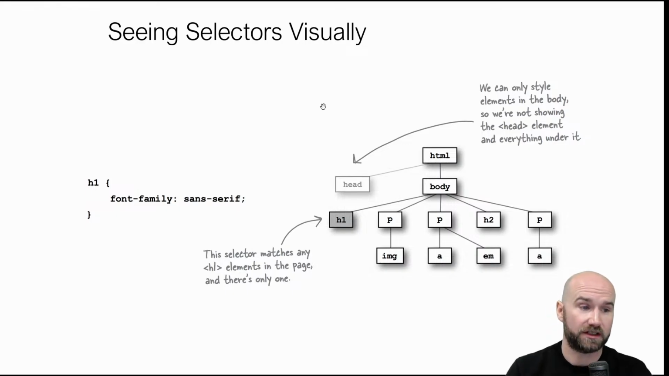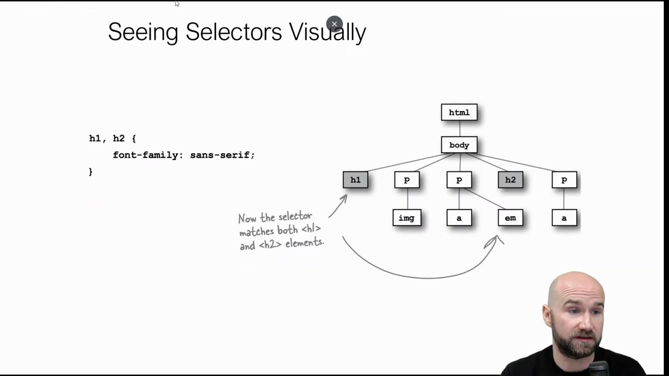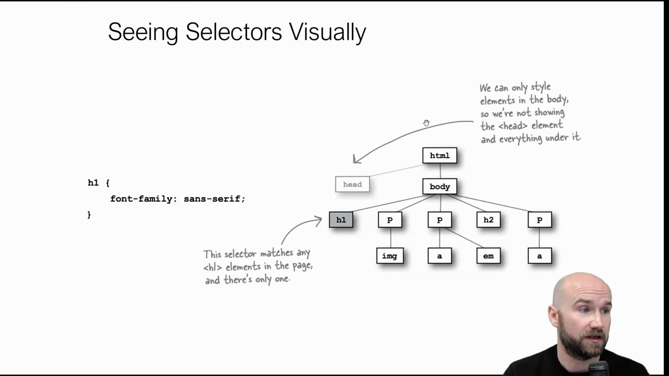So taking a look at the selectors in a slightly different way. If we take a look at our H1, we are selecting any element that is an H1 on our page. And here we only really have one. There's a little note up the top right that we can only style elements in the body. We're not showing head elements and things like that, so we're not going to think about that right now. But this is a very simple selector. H1, we're just selecting the only heading of first precedence on the page.